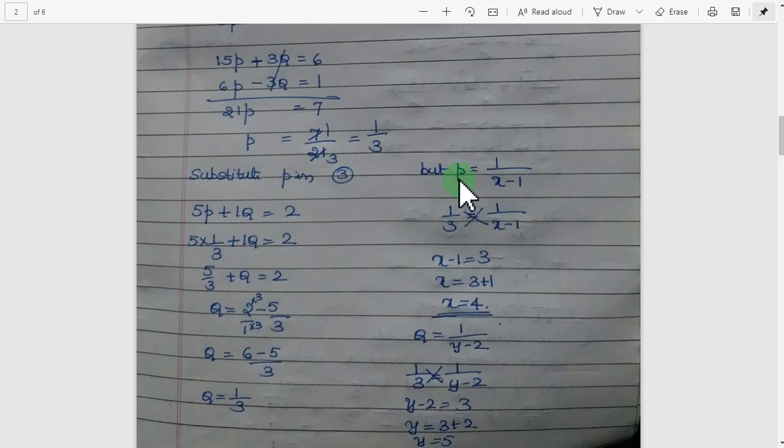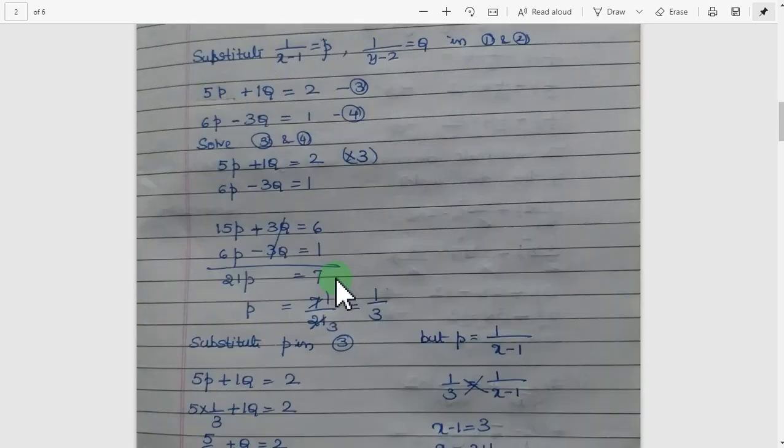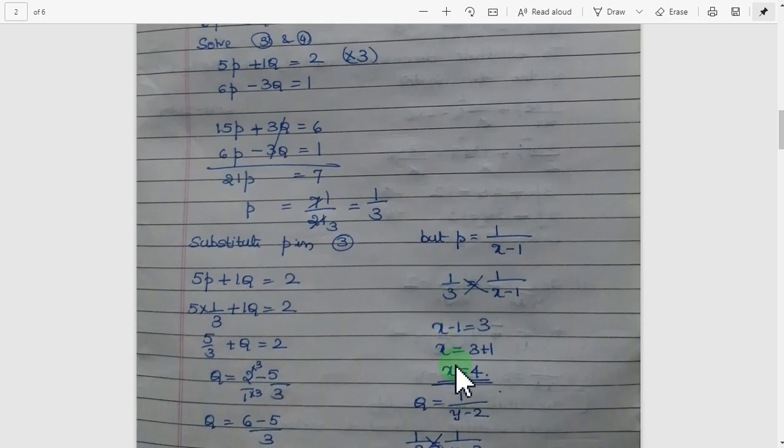But we have taken p is equal to 1 by x minus 1. We substituted p as 1 by x minus 1. So the p value 1 by 3 is equal to 1 by x minus 1. In this case, cross multiply. So take x minus 1 into 1. Anything into 1 is the same thing, so you will get x minus 1. 3 into 1 is 3, multiplying.